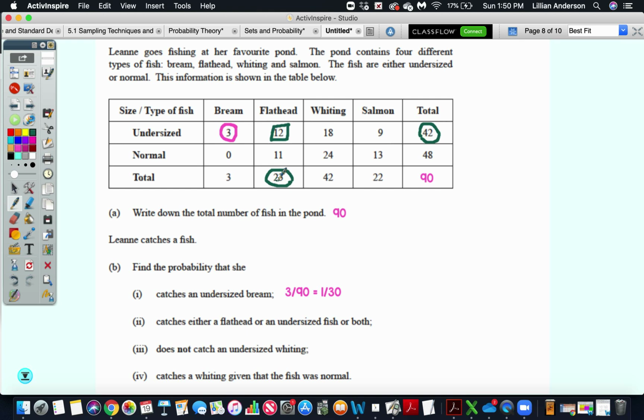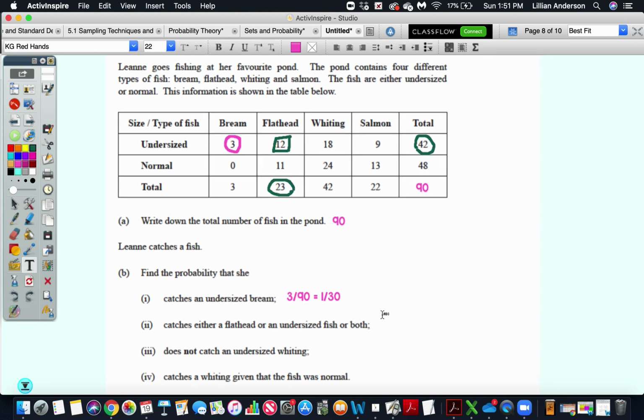You want to make sure that if you're going to add 23 and 42 together, you subtract your 12. So 23 plus 42 minus 12, that's going to be 53. So there are 53 fish out there that are flathead, undersized, or both, and that's going to be out of 90. Now 53 over 90 does not reduce, I don't believe. So we're just going to leave it as 53 over 90.